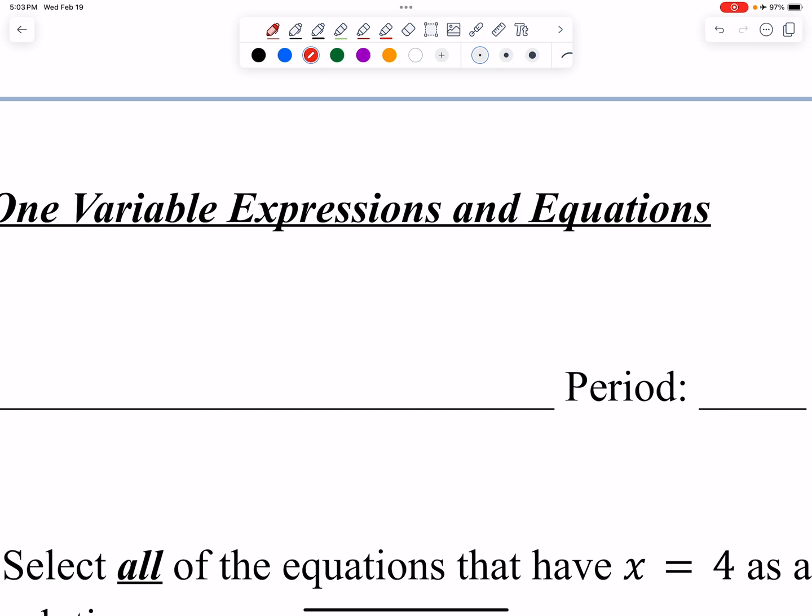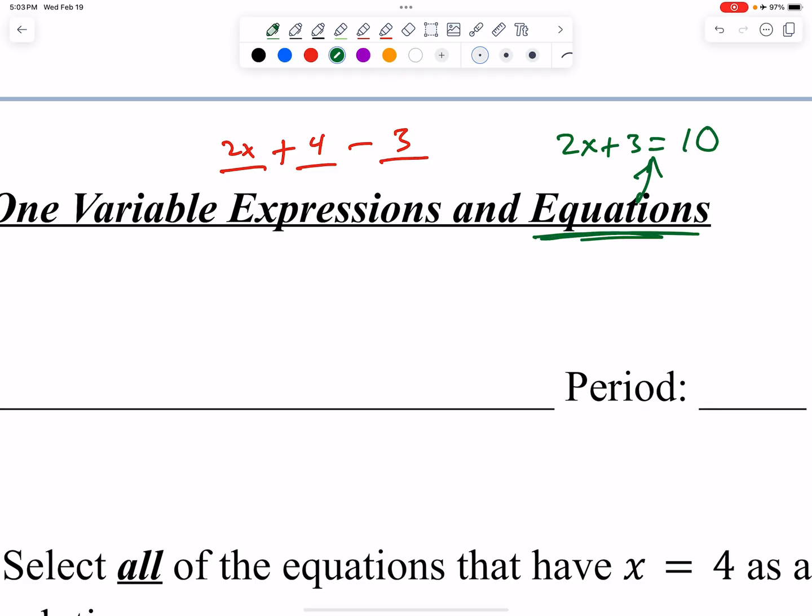An expression is basically a bunch of terms that have either numbers or letters, variables, that are split up by a plus or a minus. Like 2x plus 4 minus 3. Equations are very special because it's going to be 2x plus 3 equals 10. So what makes it an equation? The equal sign.